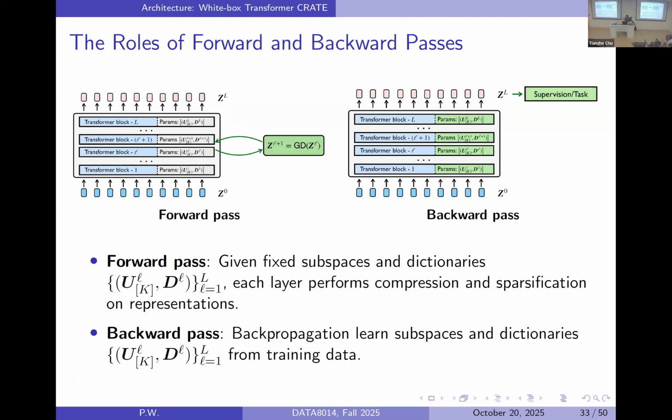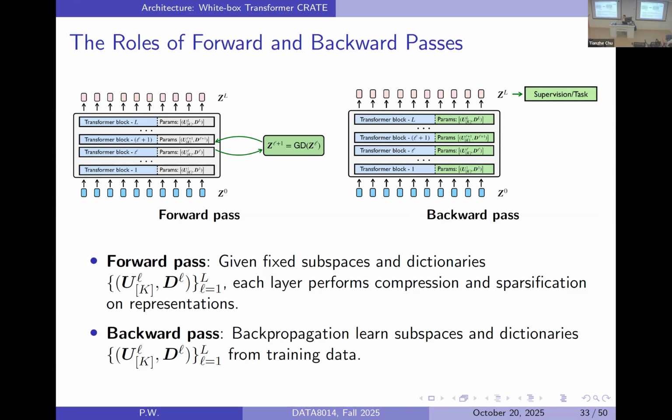When we construct this neural network, how do we do it? We directly go in a forward fashion, from one layer, two layers, up to the L-th layer. It's also like ResNet. When we construct it in the forward pass, the subspace and the dictionary, these parameters like U_K and D_L, the layer-wise parameters at each layer, are fixed.